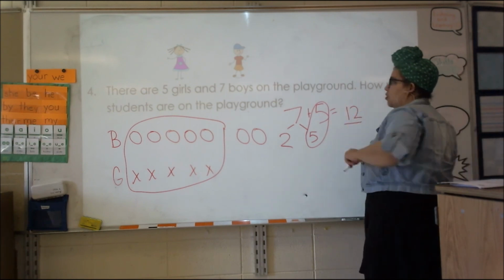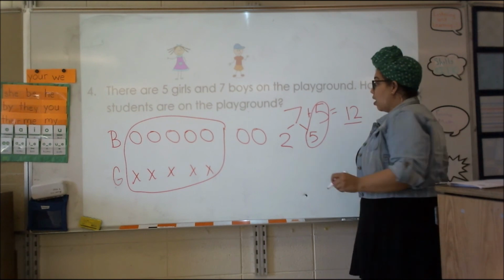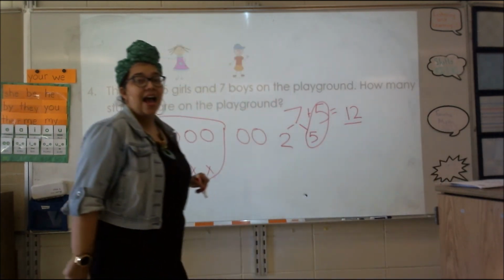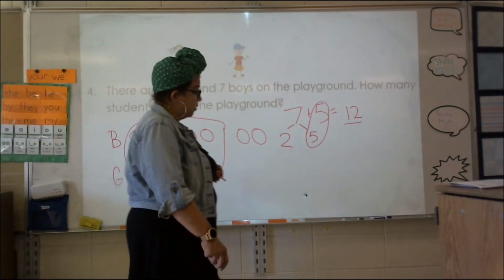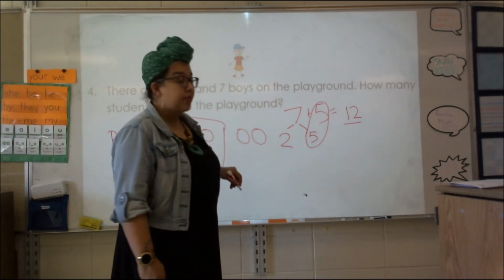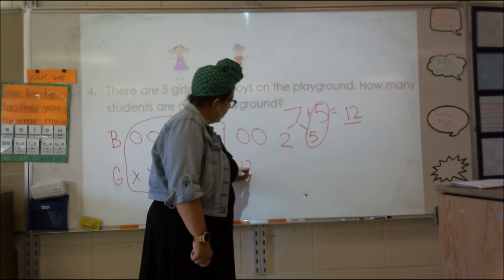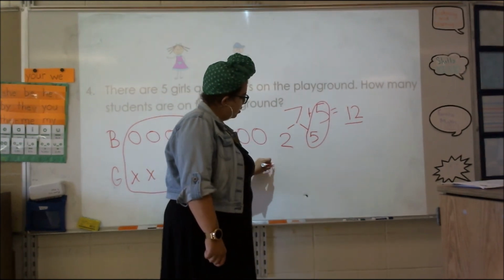Have I finished answering the question then? No, we haven't answered the actual question. The question says, how many students are on the playground? It actually sounds like there's about 12 of them right now. So 12 students.